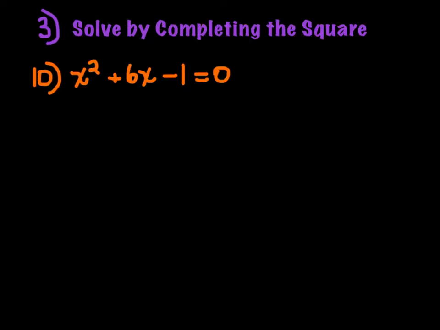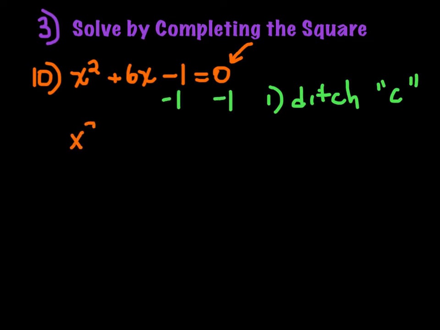All right, so how do we solve by completing the square? I know I'm solving because this is set equal to 0. So my first step is to ditch c. So I'm going to subtract this 1 to the other side. I'm going to have x squared plus 6x, I'm going to leave a space, equals negative 1.